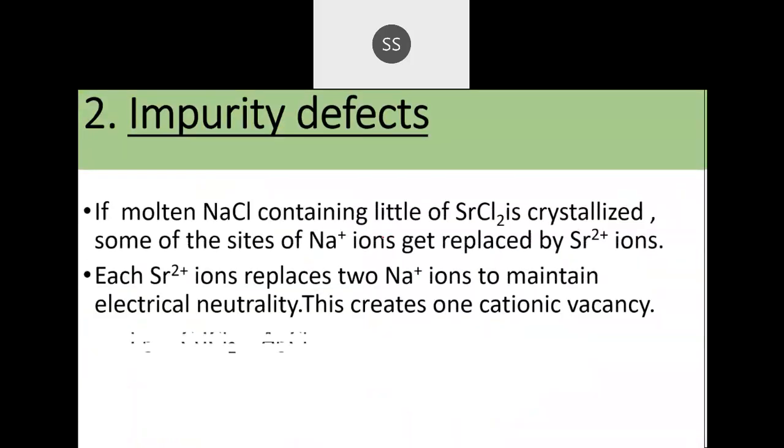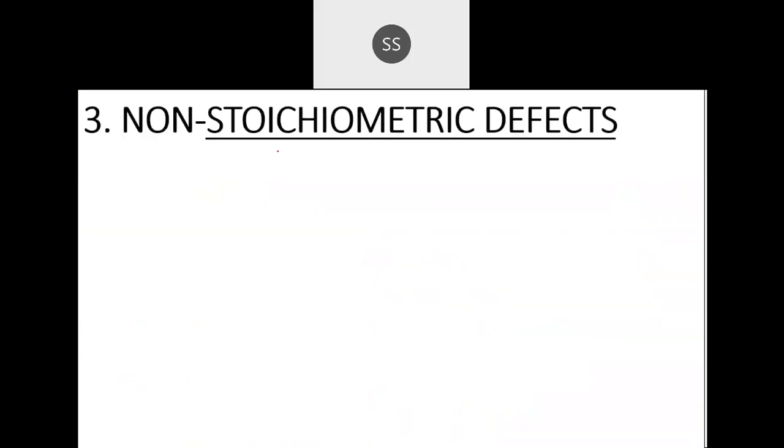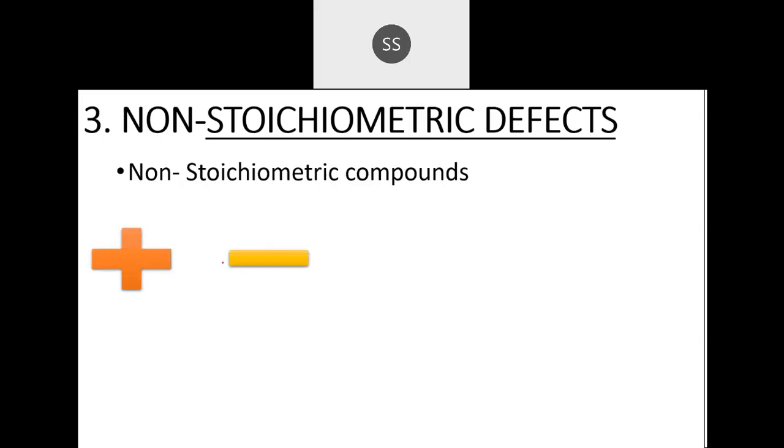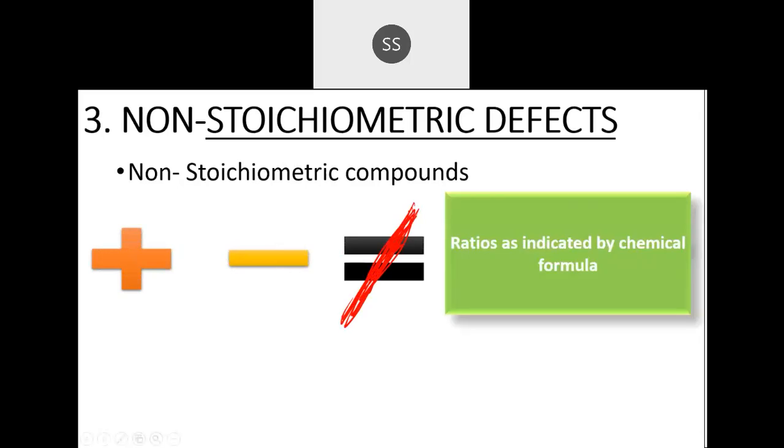This is all the detail. There are a few more examples: cadmium chloride and AgCl. Now let me go for non-stoichiometric defect. Your non-stoichiometric defect is where, when you take the cation and anion ratio from the defected crystal lattice, that ratio will not be equal to the ratio you get from the indicated chemical formula. Not like the stoichiometric ones which I told you. Here you will not get the exact ratio.